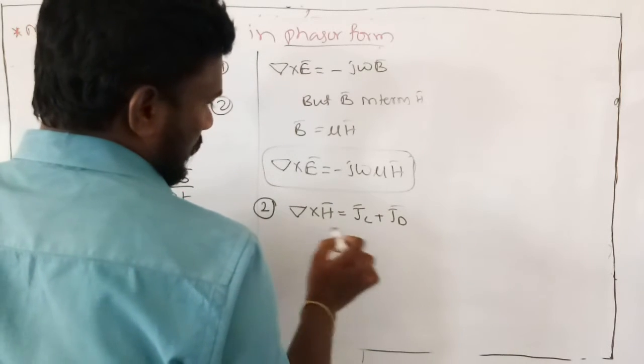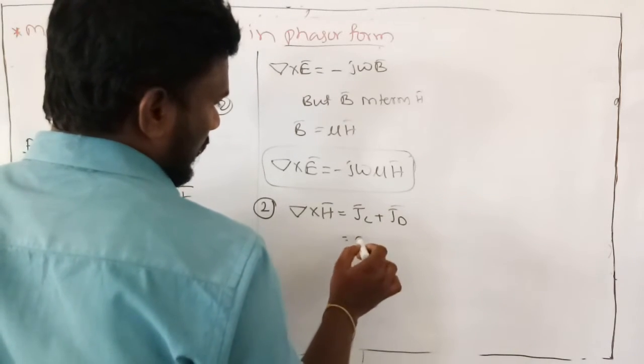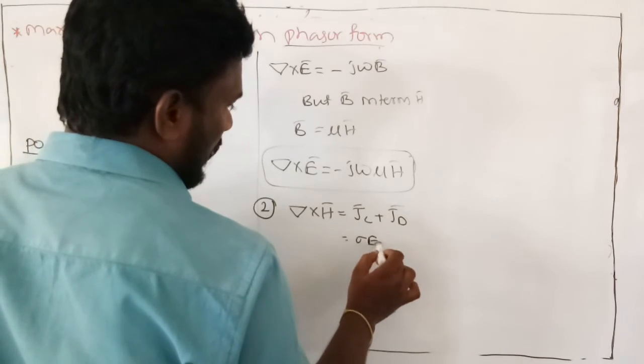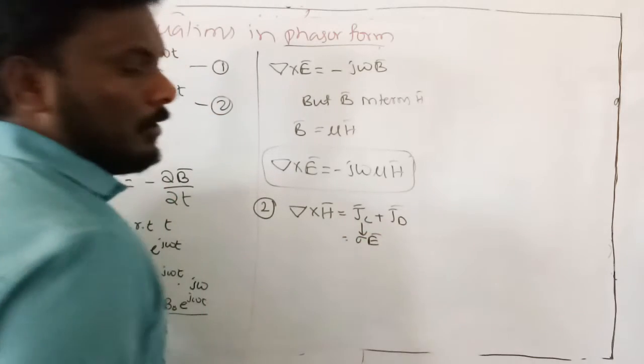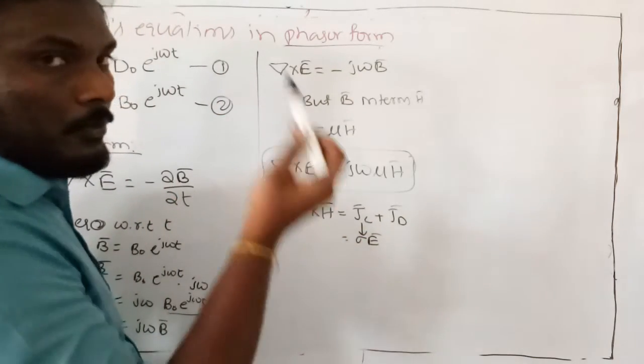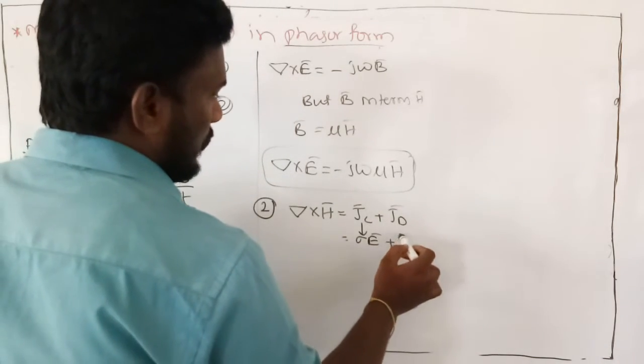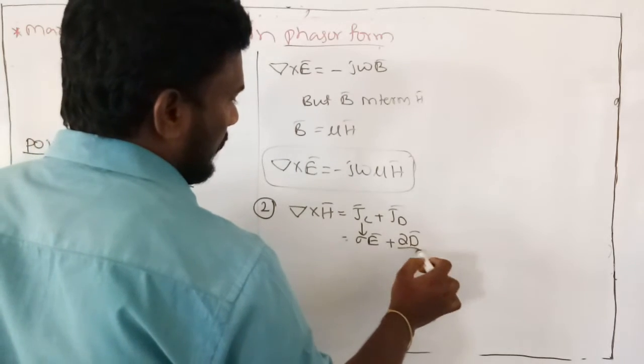Okay, so here J_c bar means sigma times E bar, conductivity times electric field intensity. This is the point form of Ohm's law. It is already studied in your second unit. Okay, what about J_d bar? It is ∂D bar by ∂t.